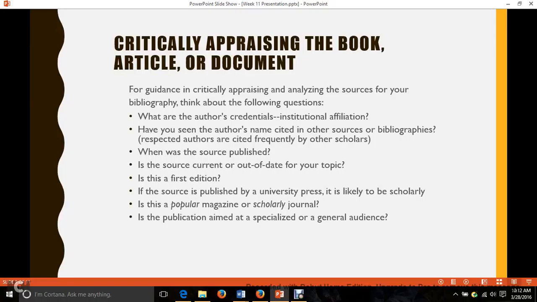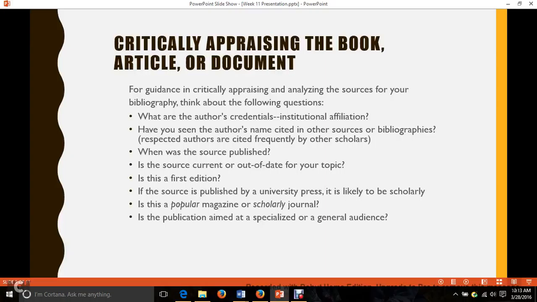That includes looking at where it was published. If it's published by a university press, for instance, it's likely to be scholarly. Is it published in a popular magazine versus a scholarly journal? Is it aimed at a specialized or generalized audience? So that question actually works well in terms of looking if it is relatable to your topic.